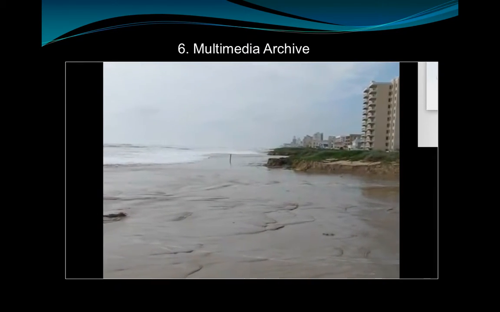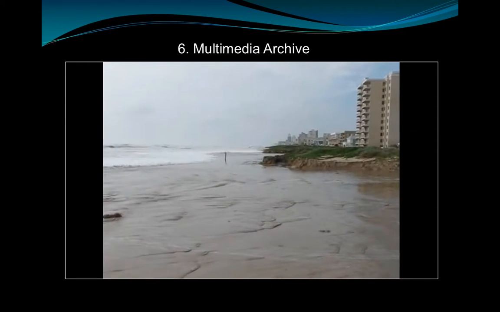So our multimedia archive can be really linked to these events to give us an idea of what it actually looks like when a storm surge level of a given magnitude inundates an area.